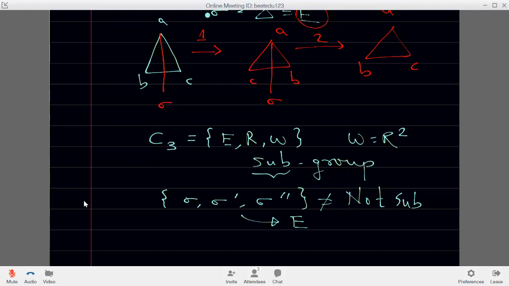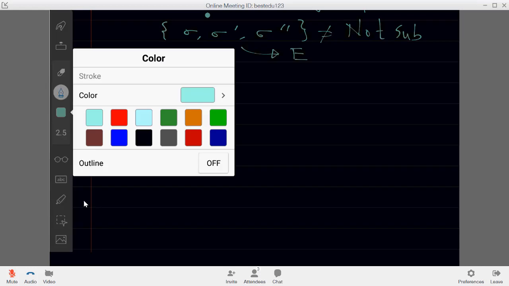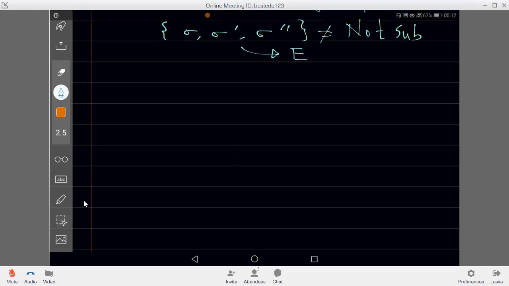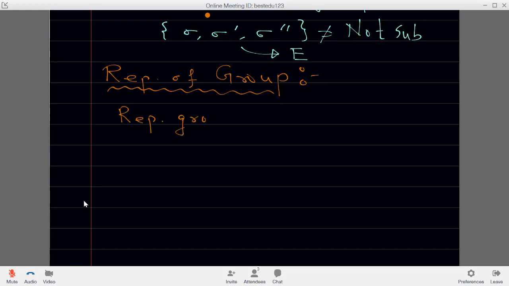Now we will jump to representation. Representation of group. So when you read about representation of group, what does it mean? For the simplest example, when I say representation of a group, it means representation of group elements. So you can represent group elements using matrices.